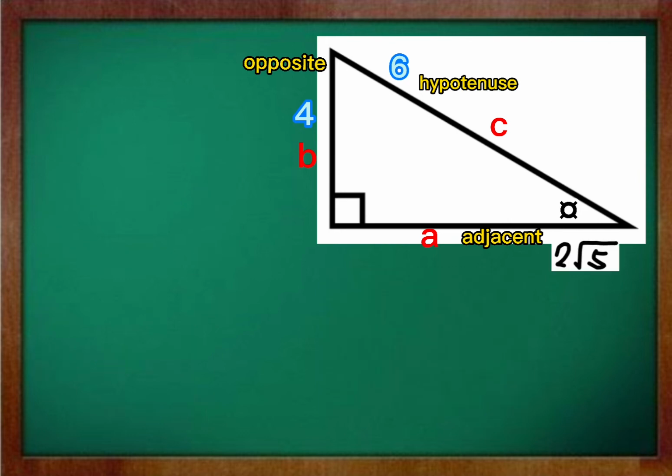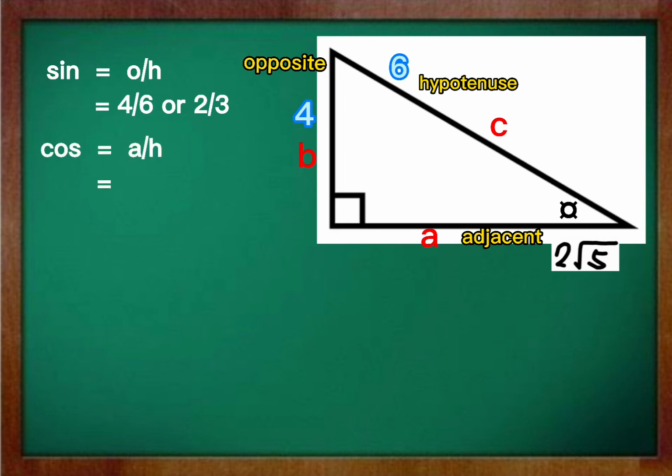Now solve for the six trigonometric ratios. The sine, which is opposite over the hypotenuse, that's 4 over 6, and this can still be simplified. That's 2 over 3. The cosine, that's 2 square root of 5 over 6, and simplify 2 over 6, so that's 1 square root of 5 over 3, or that's square root of 5 over 3.